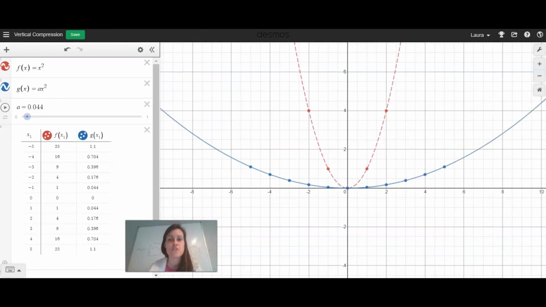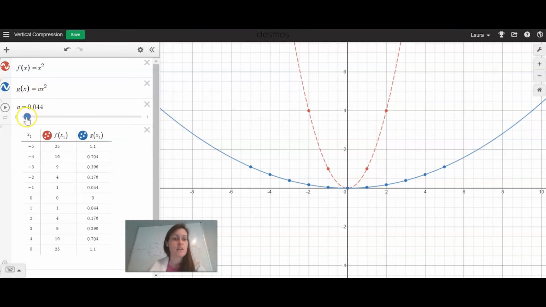The first transformation that we're going to look at is what's called a vertical compression. I want to share with you some information that will be true about each of our transformations. The red graph of f of x, which is the dotted red curve, is our parent function, and it's always going to be represented by a red dotted curve. The transform function, g of x, is always going to be represented by a blue solid curve, and we're going to be changing that value so that we can see the effect on the graph of g of x compared to the graph of f of x.